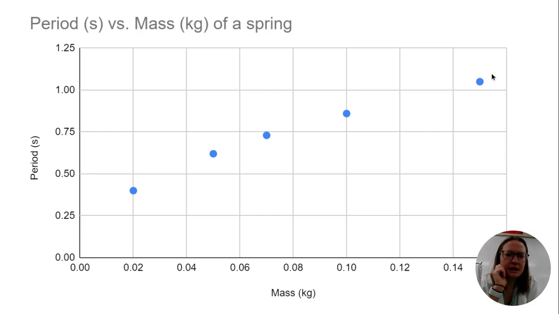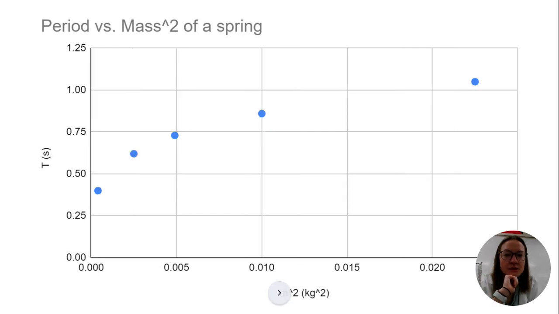If I graph the period versus the mass squared, then you see I get a very, very definite curve here. That says to me that period and mass are definitely related, but it's definitely not period equals a constant times the mass squared. That's not the equation for a spring. In our quest for linearization, we'll keep going until we get a graph that's a nice straight line.